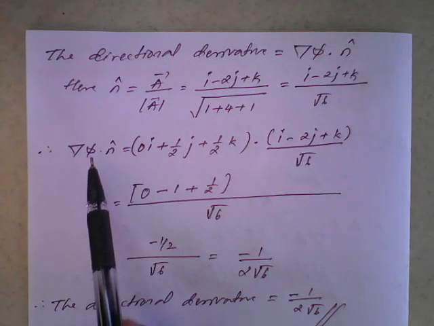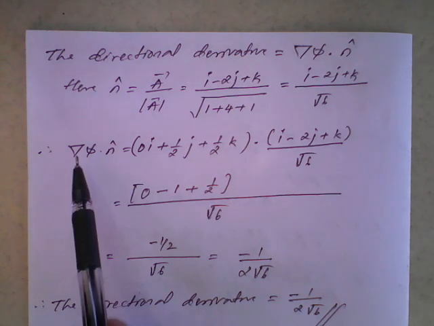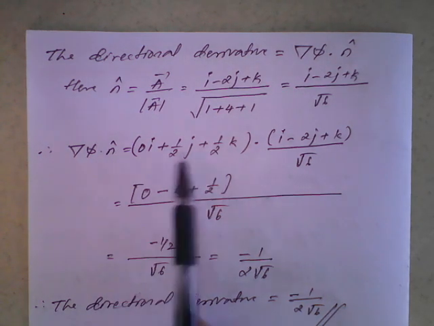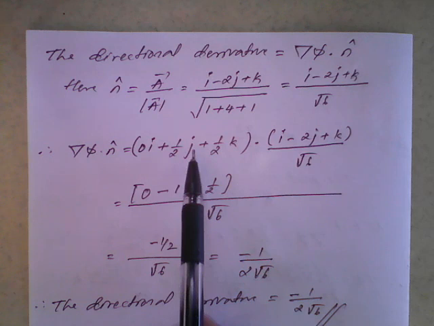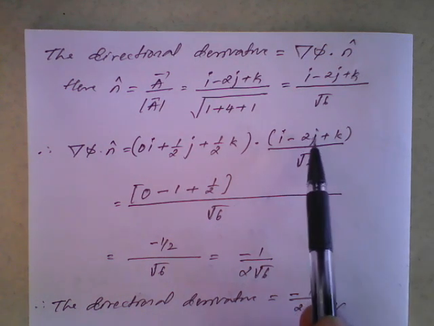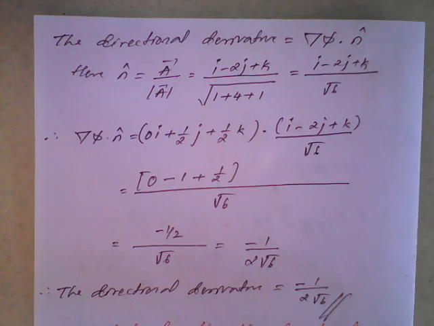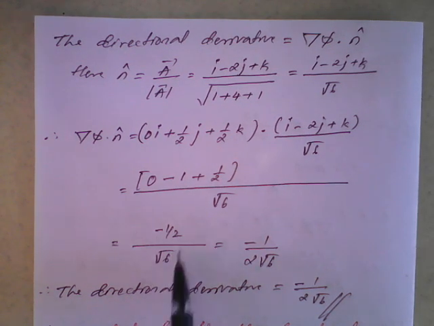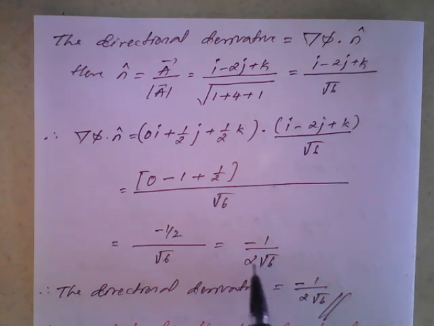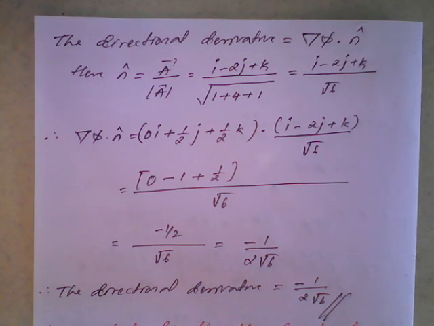So by using the formula of directional derivative, that is del phi dot n cap, this is your del phi value and this is your n cap value. On simplification you will get the answer as minus 1 by 2 upon root 6, which is minus 1 upon 2 root 6, and that is the required directional derivative.